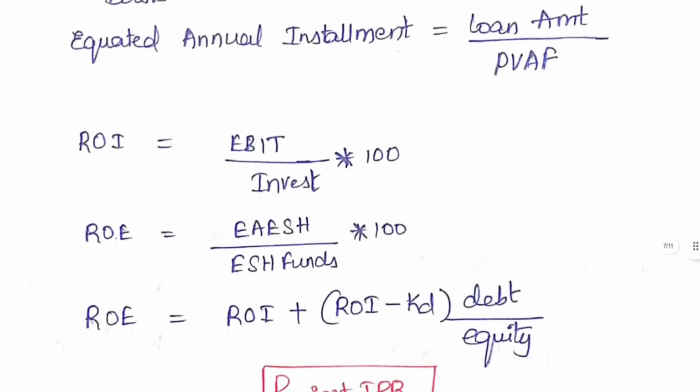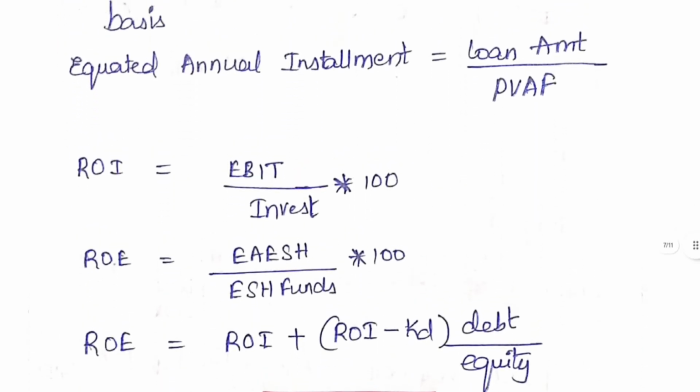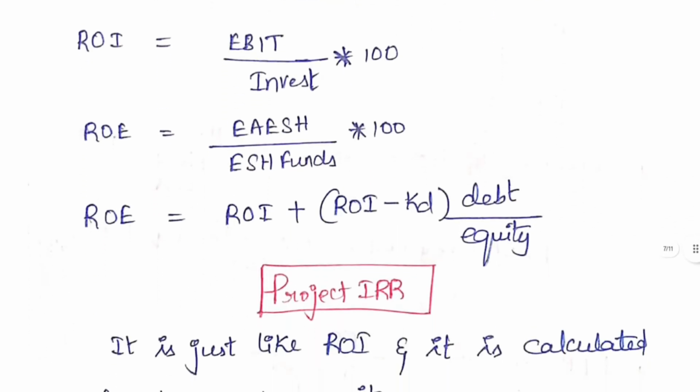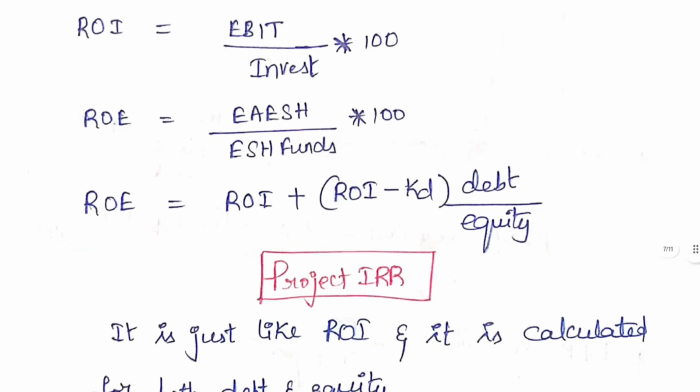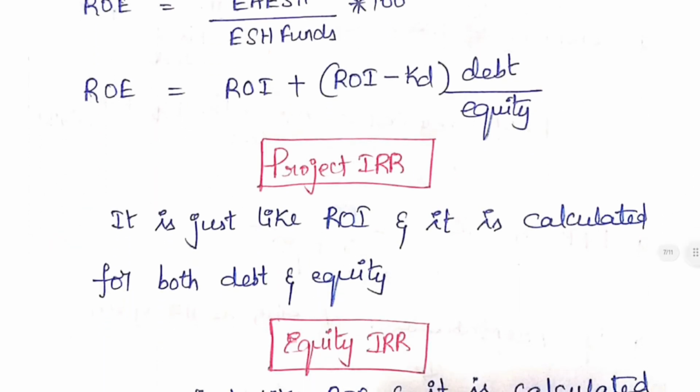Next, equated annual installment equals loan amount divided by present value annuity factor. Return on investment equals EBIT divided by interest, into 100. Return on equity equals earnings available to equity shareholders divided by equity shareholder funds, into 100. Return on equity equals return on investment plus return on investment minus KD, into debt by equity.